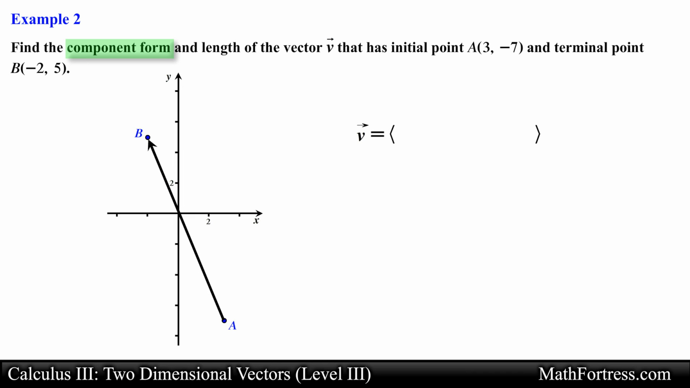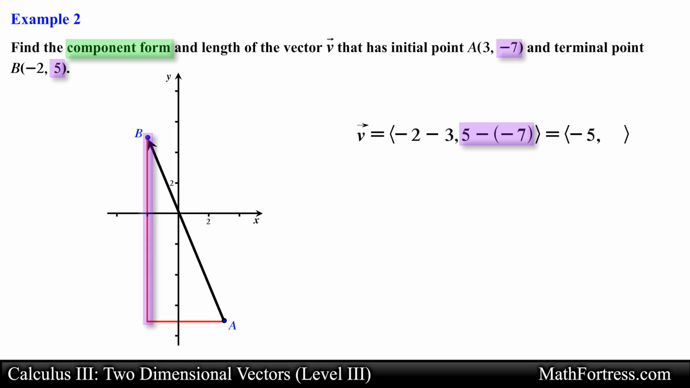Let's first find the component form of the vector. In order to accomplish this, we need to find the x and y components of the vector. We can find the x component of the vector by simply taking the x coordinate of the terminal point and subtracting the x coordinate of the initial point. Doing that, we obtain -5 for the x component. In the same manner, we take the y coordinate of the terminal point and subtract the y coordinate of the initial point. Doing that, we obtain 12 for the y component. So the component form of vector v is represented as -5 and 12.